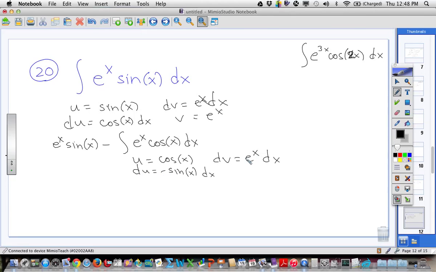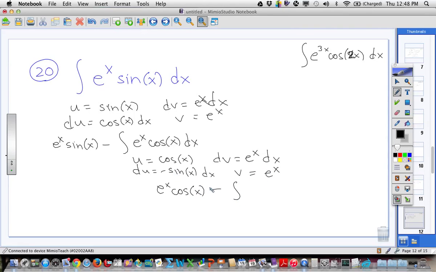I'm going to leave that there. And the dv, so the v would be the antiderivative, which again is just e to the x. So now I write this down. I'm going to leave this over here, so I have to line this up because I'm only working with this integral right now. So I've got u times v, so that'd be e to the x cosine x, minus the integral of v du.